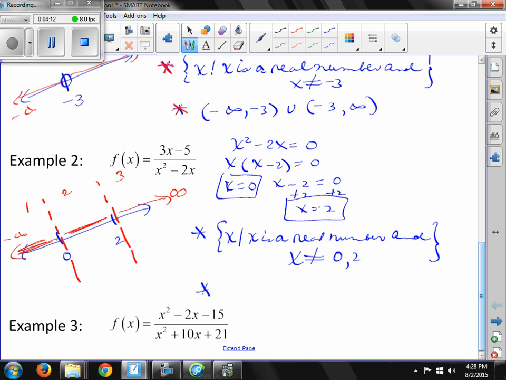So let's get the 3 different regions. This region from here to here is from negative infinity to 0. Union, the second region is that region that is between 0 and 2. And the third region is that region that's on the right of 2. It is from 2 to infinity. This is the set notation. This is the interval notation.